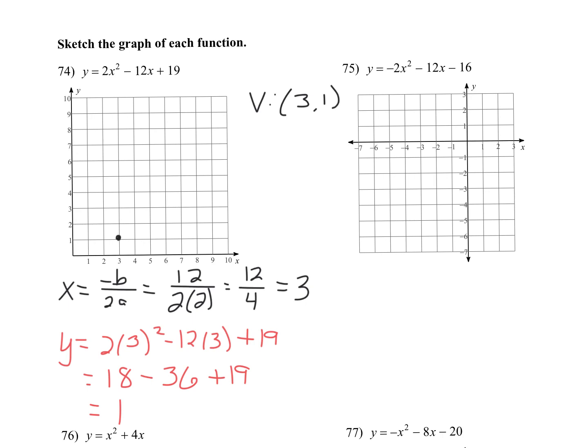3, 1. And then how do we get all the other points? Step pattern. What is the step pattern? 1, 3, 5, 7. Are we going to use 1, 3, 5, 7? No. Why do we have to change it? Yep, leading coefficient. So we have to multiply all these by 2. So our new step pattern is 2, 6, 10, and 14. Is our parabola going to go up or down? Up. Yep. So over 1, up 2 on both sides, and then over 1, up 6 on both sides.